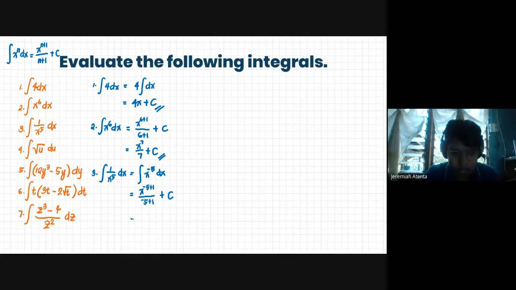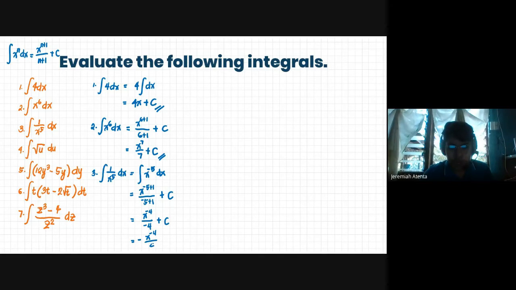And simplifying this one, you will have x to the power of negative 4 over negative 4 plus, say, pangit naman na nasa ibaba yung negative, no? Pwede natin siyang gawing negative of x to the power of negative 4 over 4, plus c. And this is now our final answer.